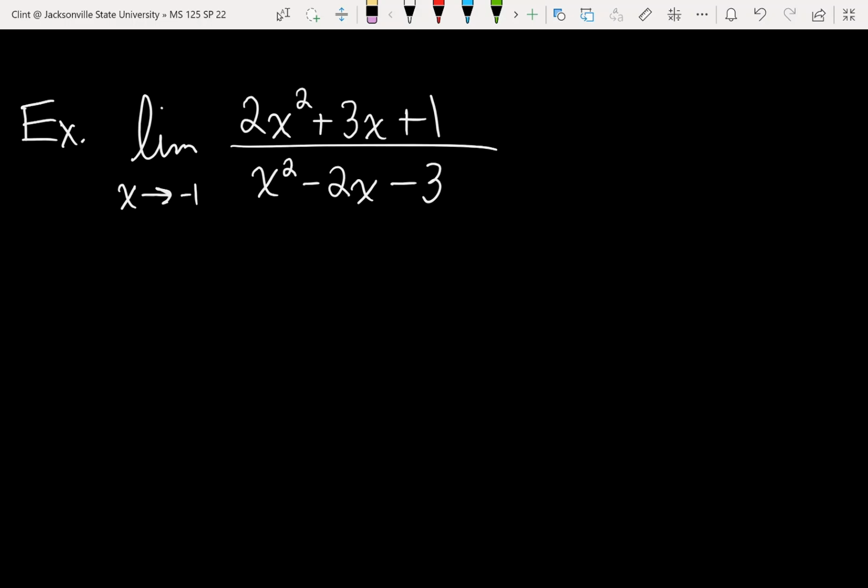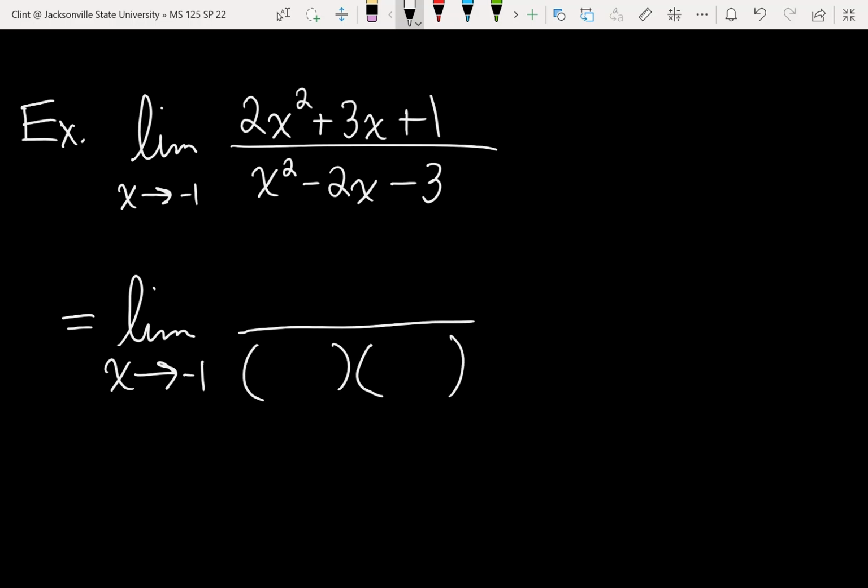What can we do? Do some algebra. Factor. I picked this one because the top's tougher to factor. The bottom's not bad, because we've got a 1 leading coefficient on that one. So we need factors of negative 3 that add up to negative 2: x minus 3 times x plus 1.